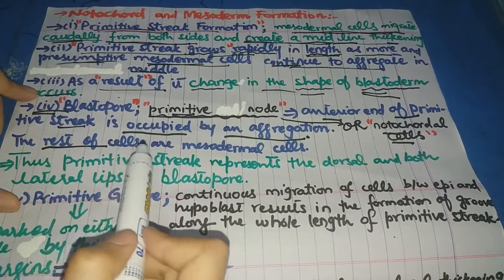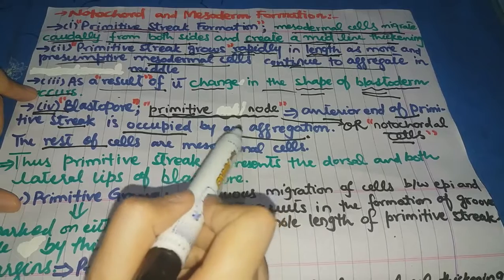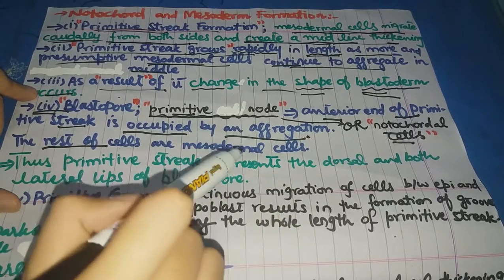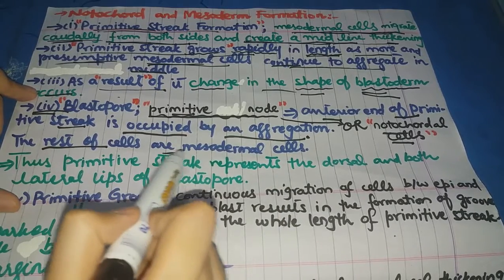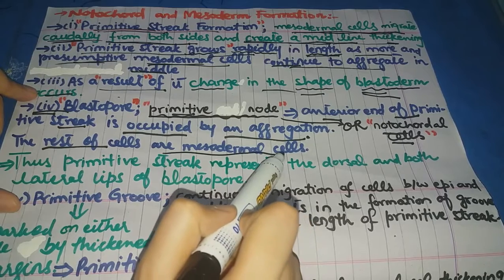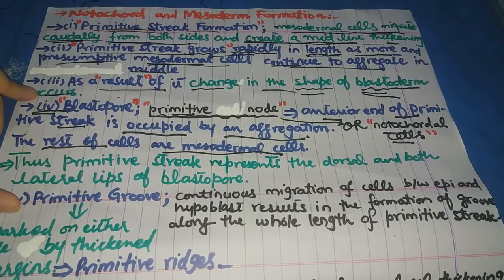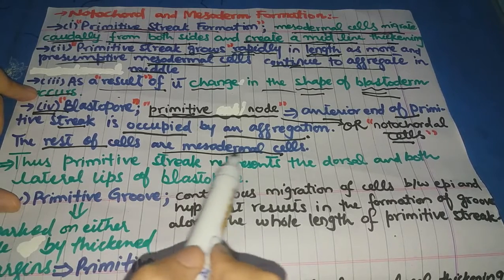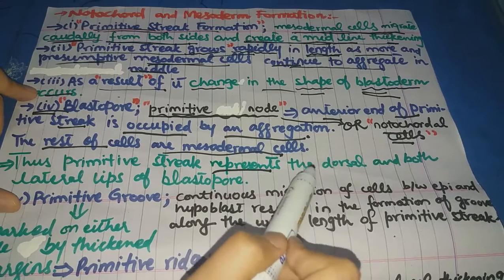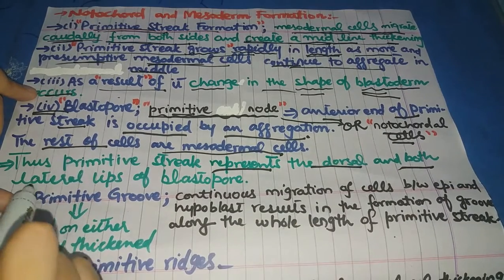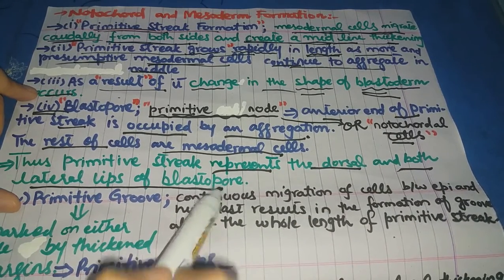The rest of the cells, other than this aggregation of cells, are mesodermal in nature. So we conclude it like this: this primitive streak represents the dorsal and both lateral lips of the blastopore.